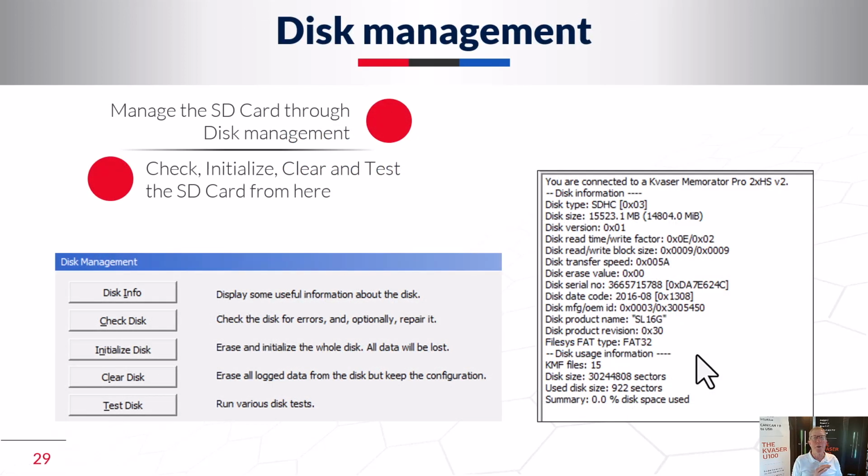So, under disk management, you manage the SD card. You check, initialize, clear, and test the SD card from here. Here are the options you have to do that. So here is an example bit of information given about an SD card that I happen to have loaded in a machine. Disk info, disk check, initialize, clear, and test disk are all possibilities under disk management.